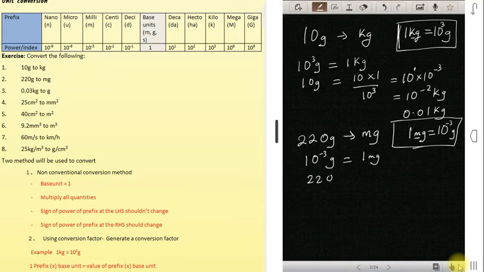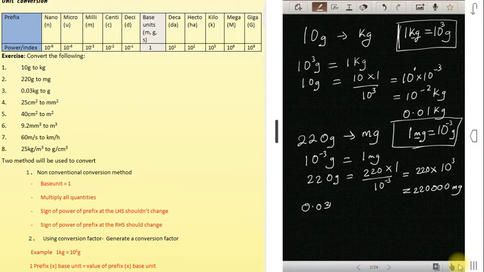220 gram will be the same thing as 220 times 1 divided by 10 to the power of negative 3, which is the same thing as 220 times 10 to the power of 3. So you have 220,000 milligram.